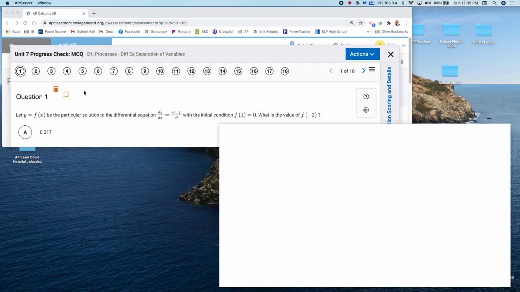this one here. So let f of x, you get this particular solution, you get this differential equation. Again, that just means a derivative. You get that initial condition, and they want to know, okay, what's the value of f of -2? So if you have e to the y dy is equal to e to the x minus 1 dx, that's separating the variables. That gets all the y stuff on one side and the x stuff on the other side.